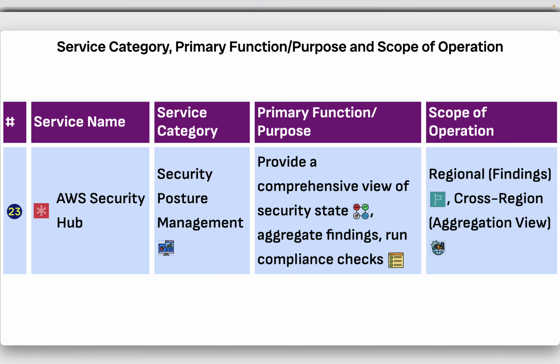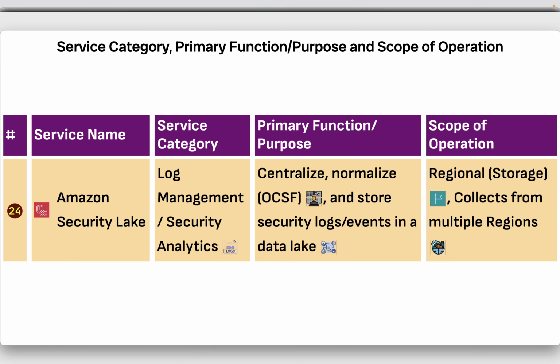Scope of operation is regional for the findings and cross-region for the aggregation view. Next, services Amazon Security Lake. Service category is log management and security analytics. Primary function and the purpose is to centralize, normalize, which is OCSF, and store security logs/events in a data lake. Scope of operation is regional storage, and it can collect from multiple regions. And OCSF stands for Open Cybersecurity Schema Framework.